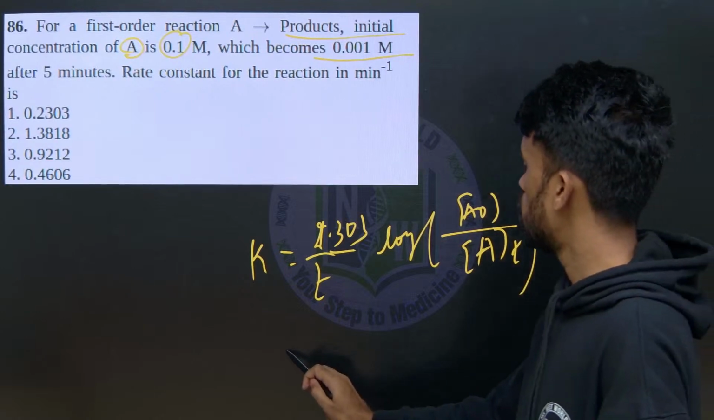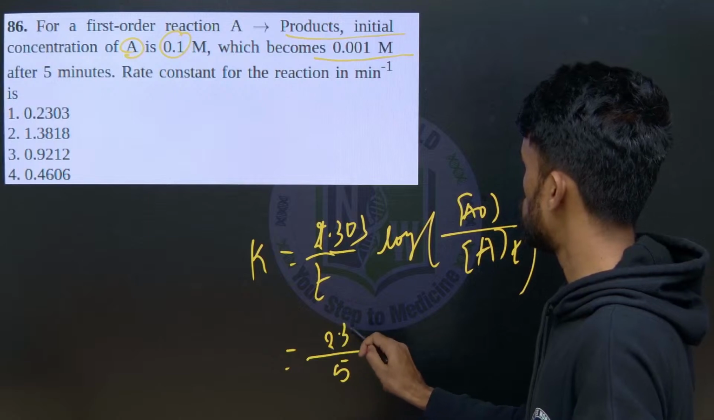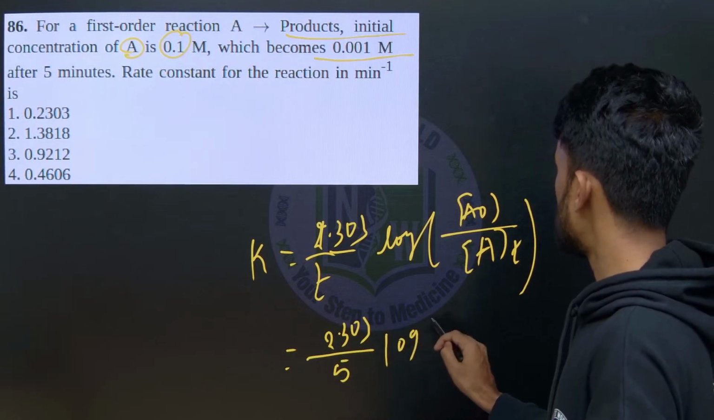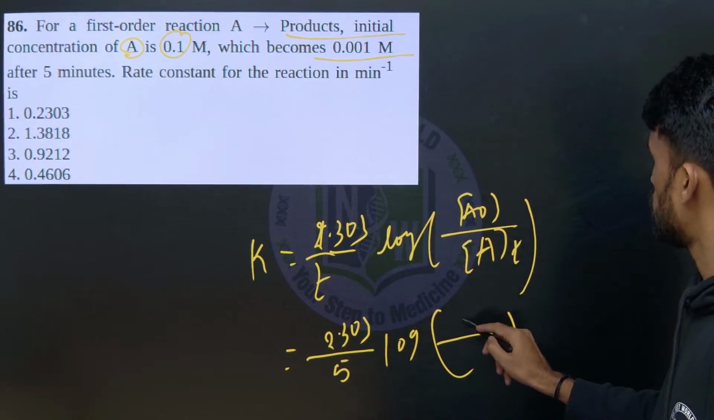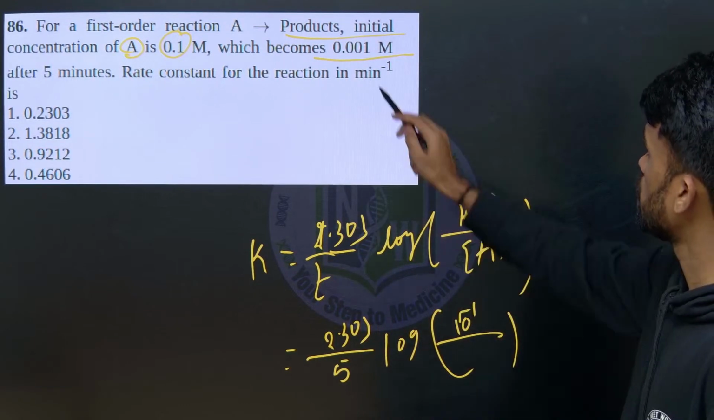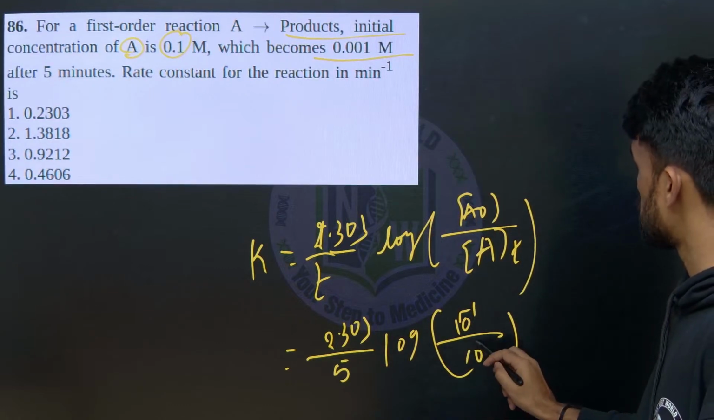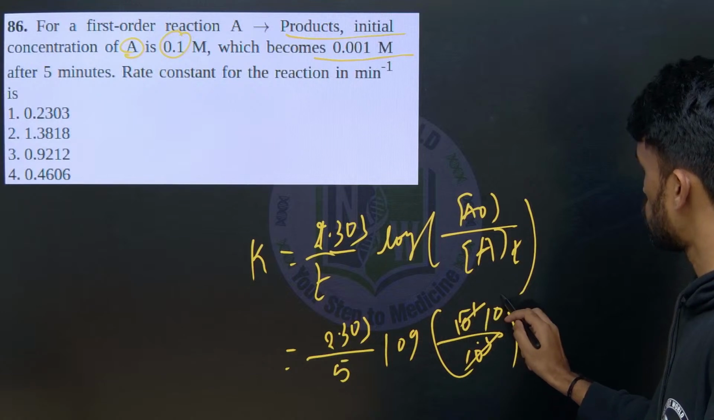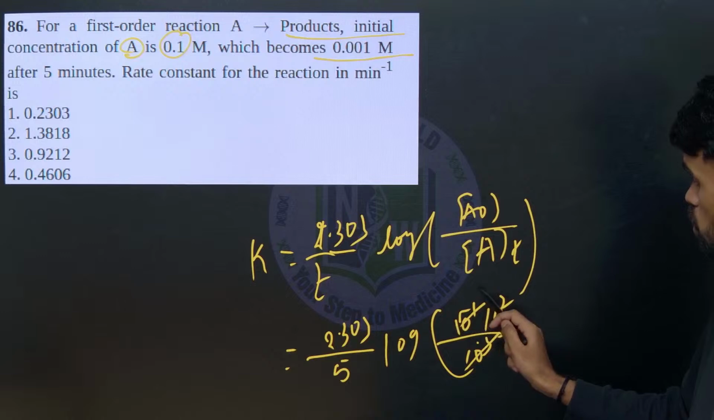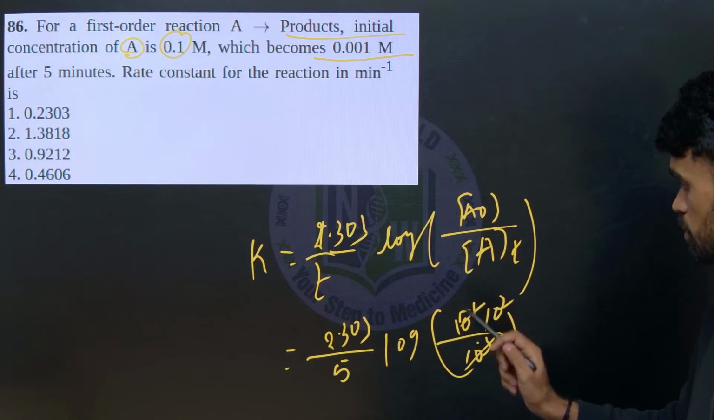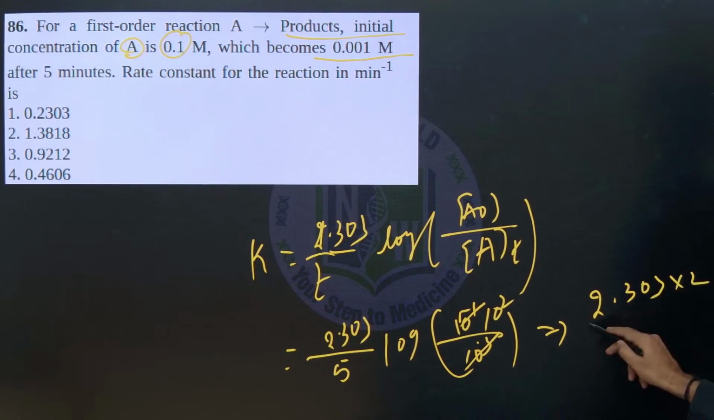Okay, so after 5 minutes, time is 5. 2.303 log, what is the initial concentration given? It is 0.1, so I am writing 10 power minus 1. And 0.001, I am writing it as 10 power minus 3. So this will be 10 power 2, so 100 I can write. So log 100 I can write as 2 log 10, log 10 is 1. So I am writing it as 2.303 into 2 by 5.